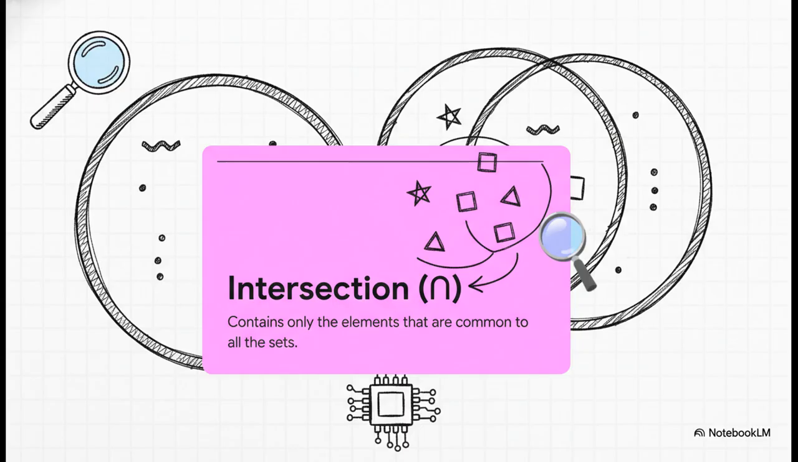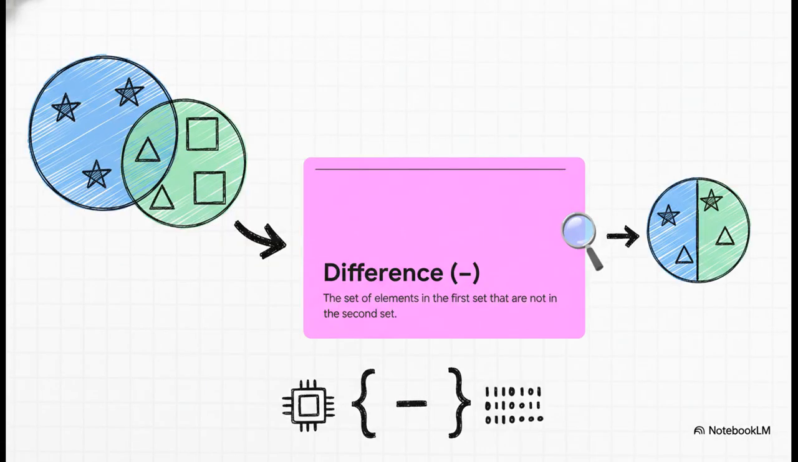Next up, we've got intersection. This is all about finding the overlap. If you have 2 sets, their intersection is a brand new set that has only the items that were members of both of the original sets. It's just the common ground between them. And finally, there's difference. This is basically just subtraction, but for sets. The difference between set A and set B is everything that's in A except for any of the items that are also found in B.